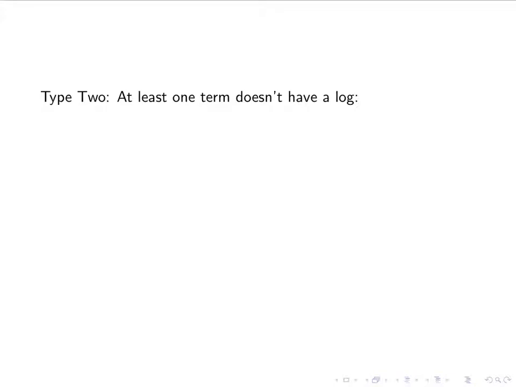Now let's look at type 2. So at least one term doesn't have a log. Our goal here is to put all the logs together on one side and all the constants together on the other side, and then we're going to change it to an exponential.